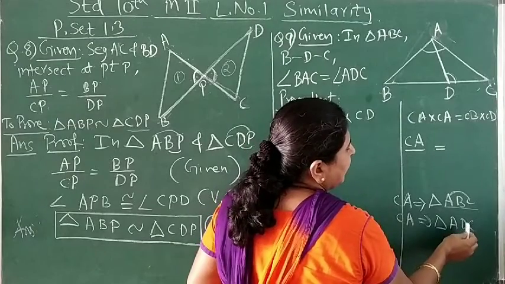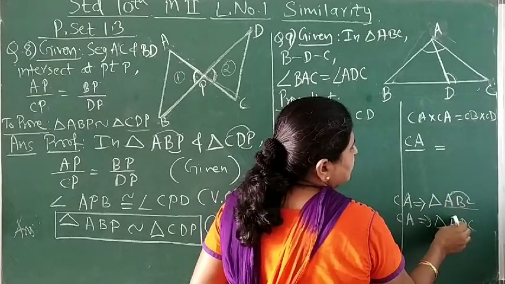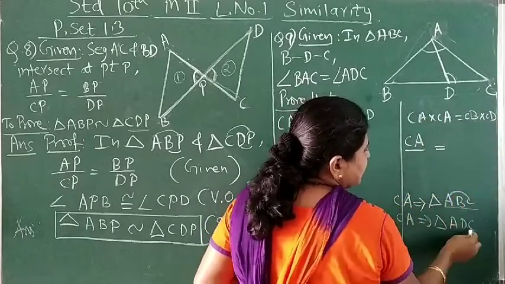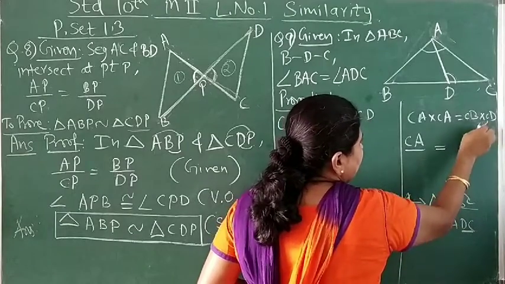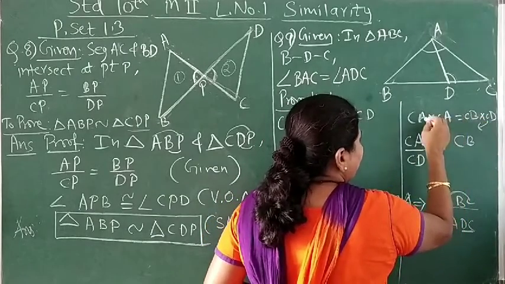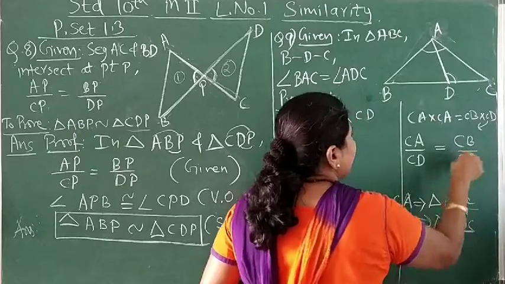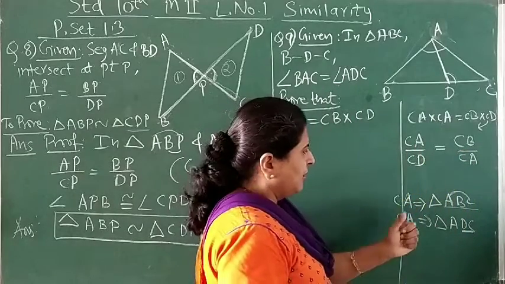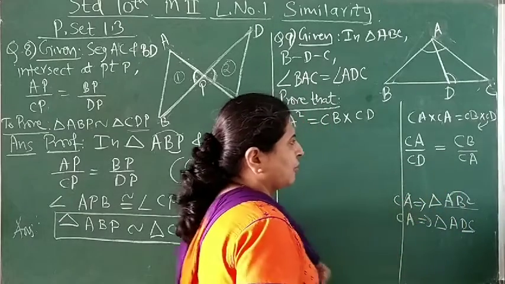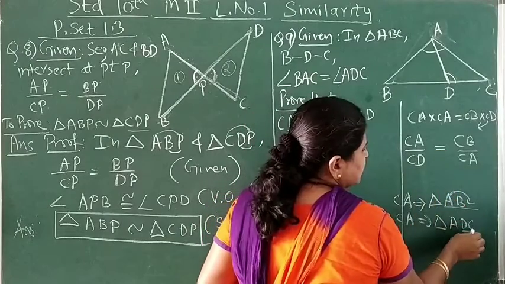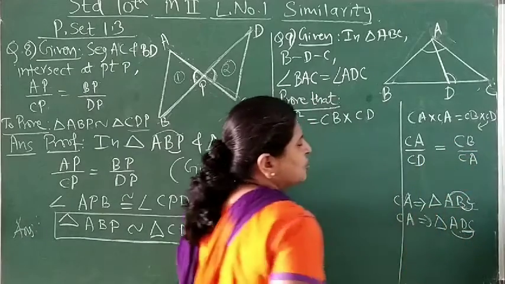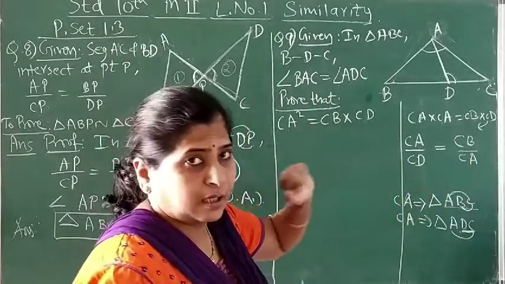CA is going to be common in both. So if it is CA, it should be CD. CD side should be the other. So we take CD, not CB. If we take CD here, then here remaining is CB upon CA. So we will try to prove this proportion, which means these two triangles we have to show similar to get this product. So CA upon CD equals CB upon CA. Again it is CA, so we need to check what can be the correct correspondence.